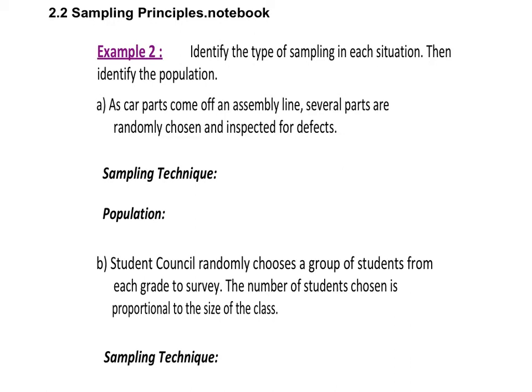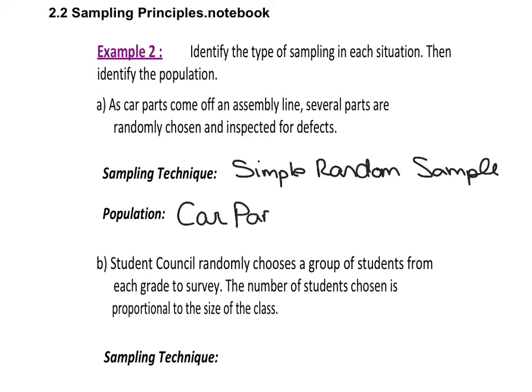The second one is systematic: choosing members of a population at fixed intervals for randomly selected members. What do you think? Maybe stratified? I think it's simple. Simple random sample, yeah. And what's our population that we're pulling from? Car parts, right? This is a very easy unit we're doing right now. Don't overthink stuff, go with what you're feeling.